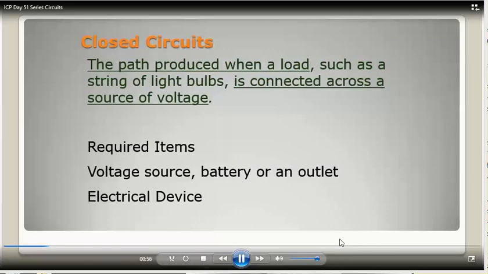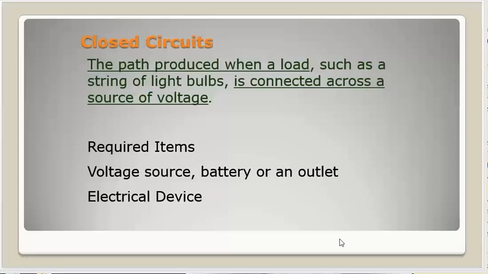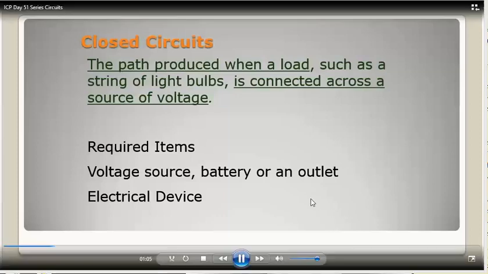Closed circuit, the path produced when a load such as a string of light bulbs is connected across a source of voltage. Required items. For there to be a closed circuit, there has to be a voltage source, it has to be a battery or an outlet, and there has to be an electrical device.